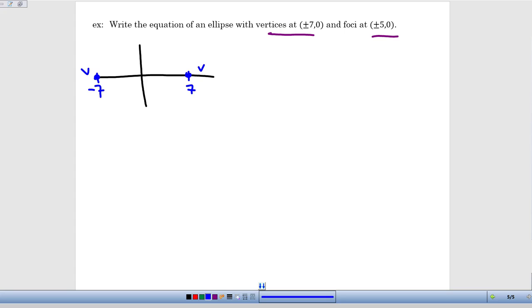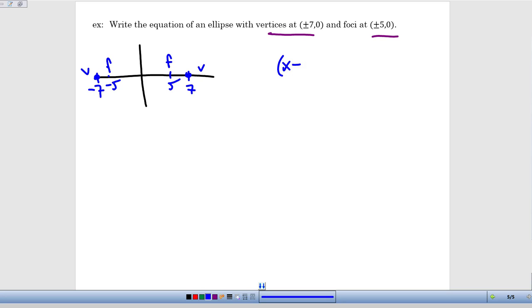So that already tells us a little bit, as I'll get to in just a second. But we'll also at the same time plot our foci, which are at plus or minus 5. So I'm going to go 5 units to the right and to the left. And so those are our two foci. So first of all, we can see that our ellipse is stretched in the horizontal direction because the vertices are the farthest distance that our ellipse extends.